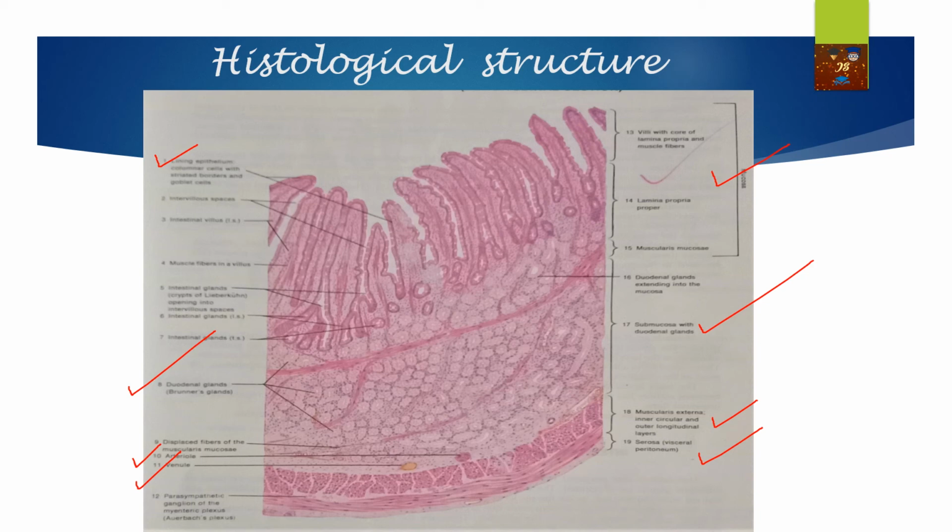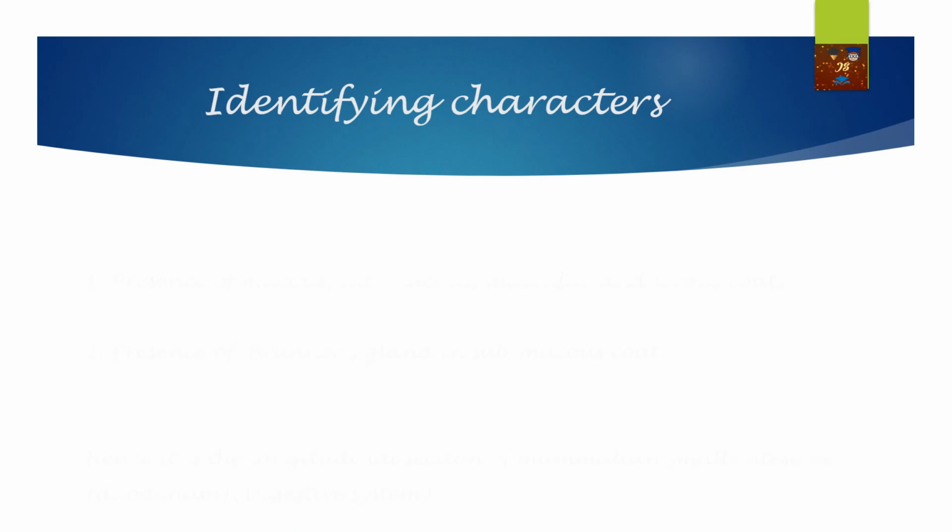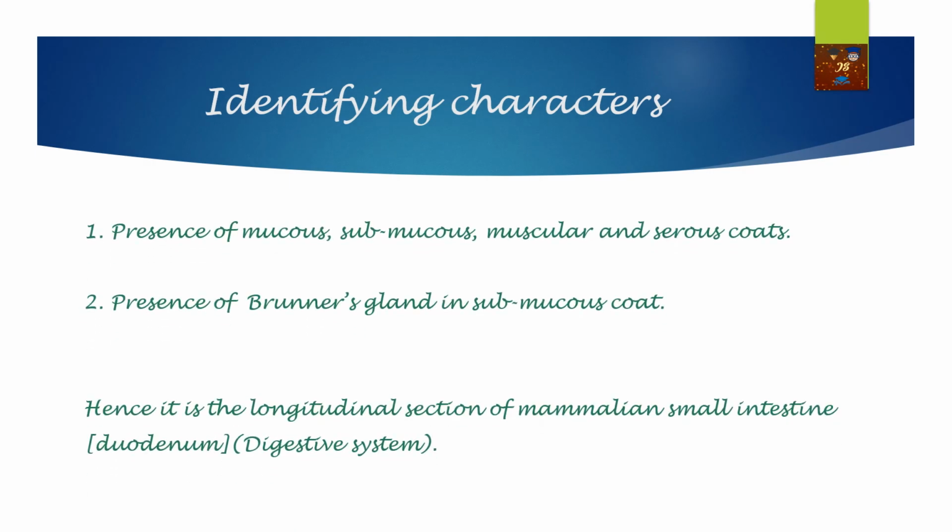not the transverse section. So what are the identifying characters? As we have just discussed, the presence of mucus, submucous, muscular and serous coats, and the presence of the Brunner's gland in the submucous coat. When you identify the Brunner's gland under the high power objective of the microscope, then you will be sure that you are observing mammalian small intestine and the duodenum part of the small intestine.